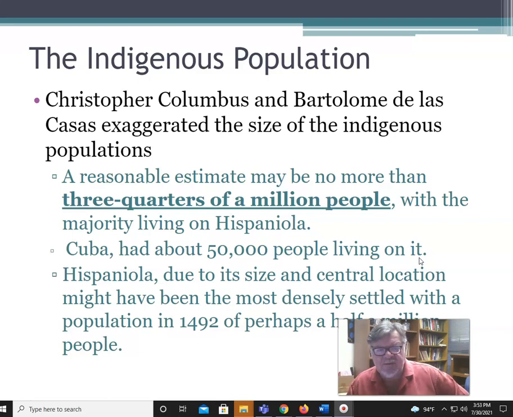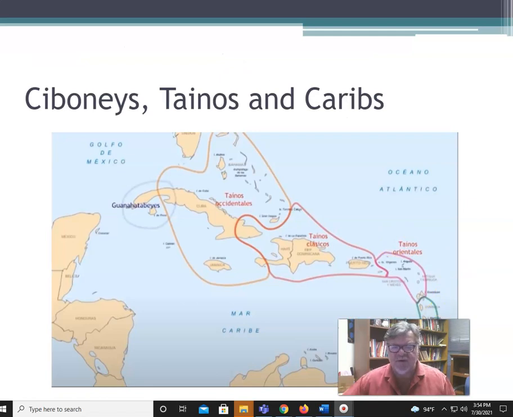A reasonable estimate may be no more than 750,000 people were living on Hispaniola at the time. Cuba had about 50,000 people living on it. Hispaniola, due to its size and central location, might have had the most densely settled population in 1492 of perhaps 500,000 people. I believe Jamaica had about 20,000 people, the estimates are.